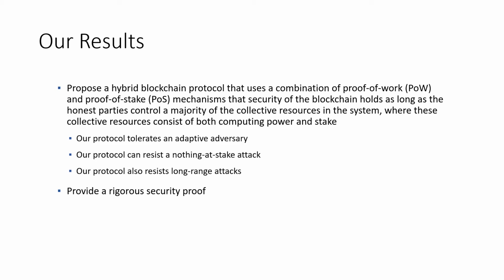Our protocol tolerates an adaptive adversary, who can corrupt players anytime during the course of the execution. Our protocol can also resist a nothing-at-stake adversary, in which the adversary attempts to generate new blocks on multiple forks simultaneously. And our protocol resists long-range attacks, in which the adversary tries to create a longer chain, starting from the genesis block, that overtakes the main chain. Finally, we provide a rigorous security proof for our protocol.